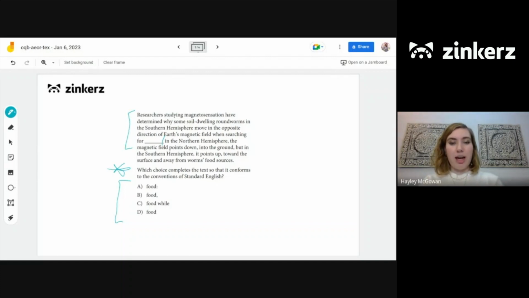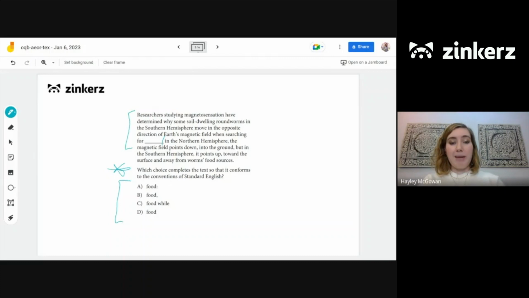And let's just check after. So after we have: in the northern hemisphere, the magnetic field points down into the ground. In the southern hemisphere, it points up toward the surface and away from worms' food sources. Okay, so here we also have an independent clause, right? So right now we have two independent clauses with this blank in the middle that we're trying to fill in. So knowing that we have two independent clauses here, can we get rid of any choices?